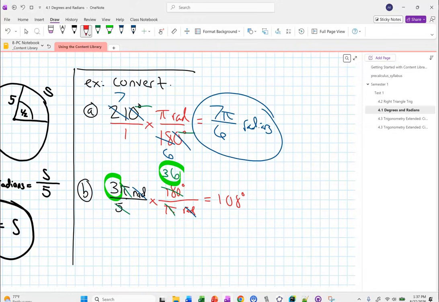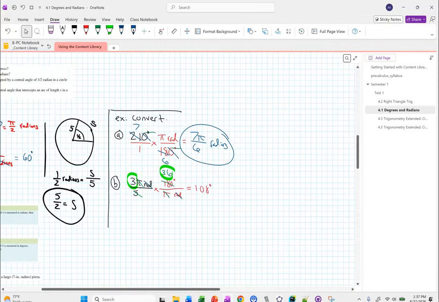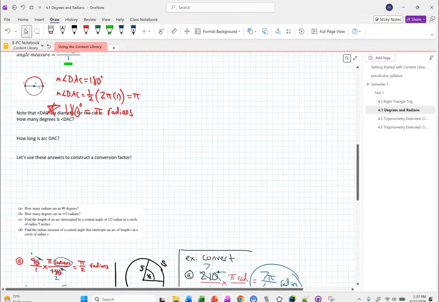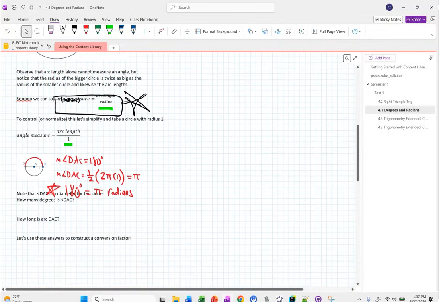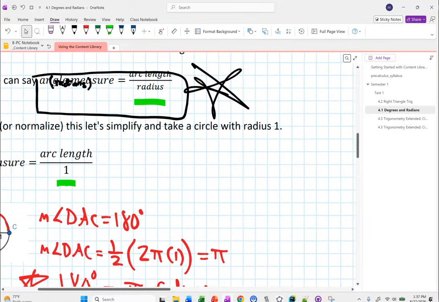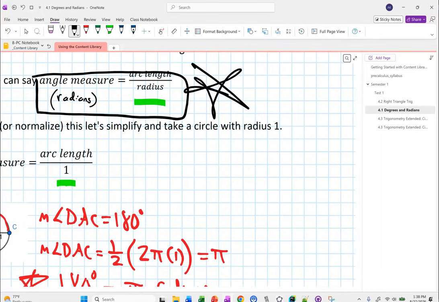Now that we cleaned up all my arithmetic mistakes, let's step forward and finish out section 4.1 here. Okay? So last time we had talked about this formula right here, that an angle measure in radians is equal to arc length over radius.